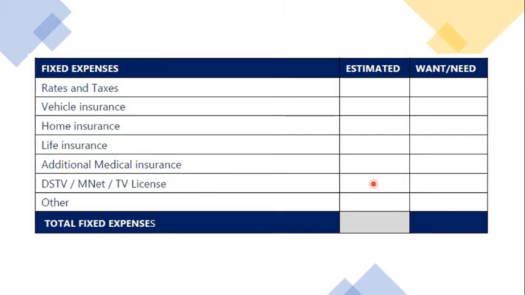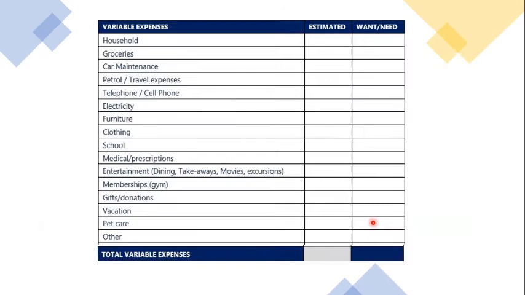DSTV, Mnet or TV license. Now notice if you pay your TV license per month, then it would be a fixed expense. If you pay it per year once, it's variable. It changes. Anything other, and then your total fixed expenses. Now we're going to variable. It means it changes. It's not the same.